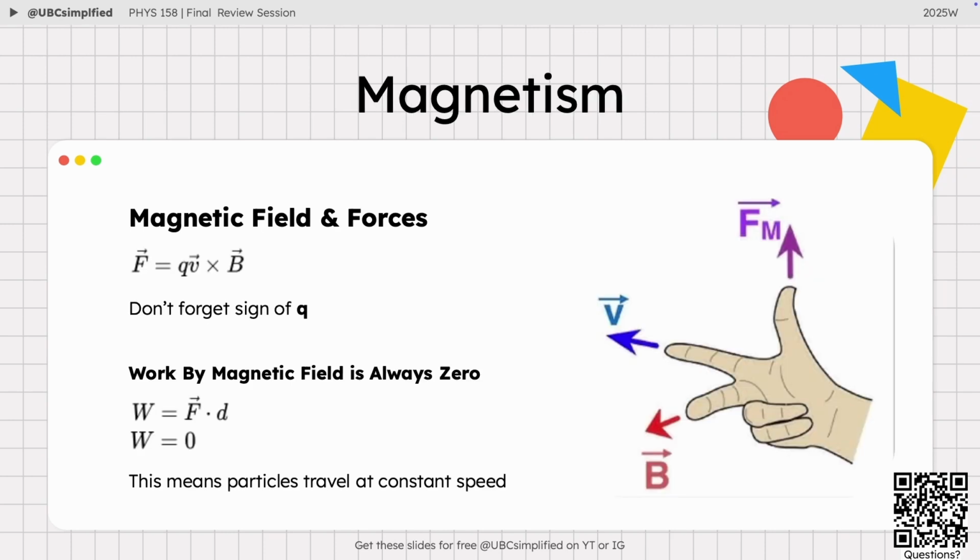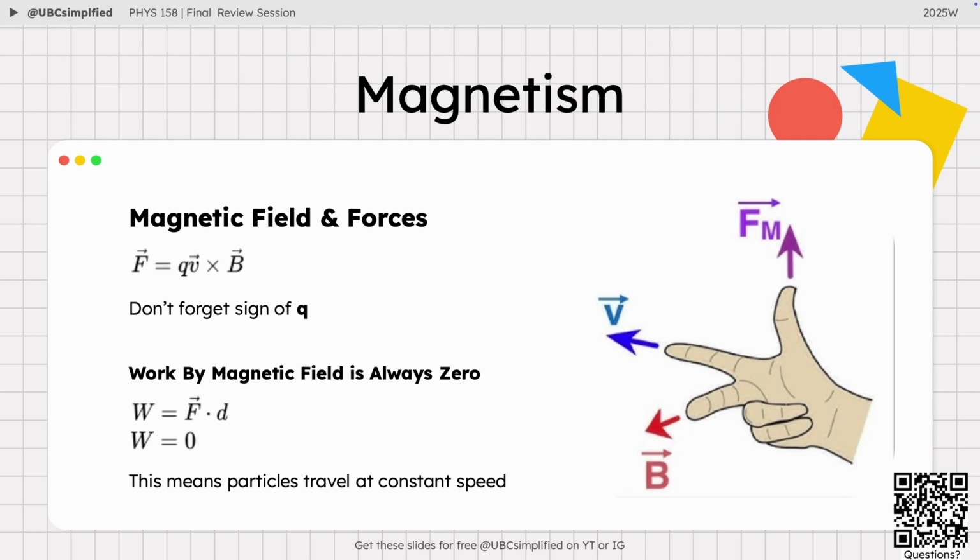Okay, now we'll start talking about magnetism. So just like electric fields, we have magnetic fields, which is denoted by B. And when you move charges through magnetic fields, they experience a force. And the direction of the force is the cross product of its velocity with the magnetic field times its charge.